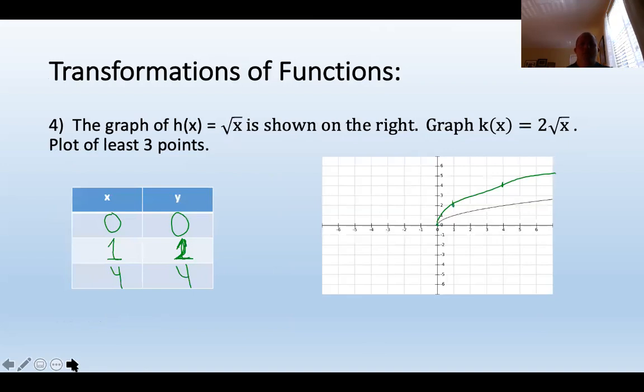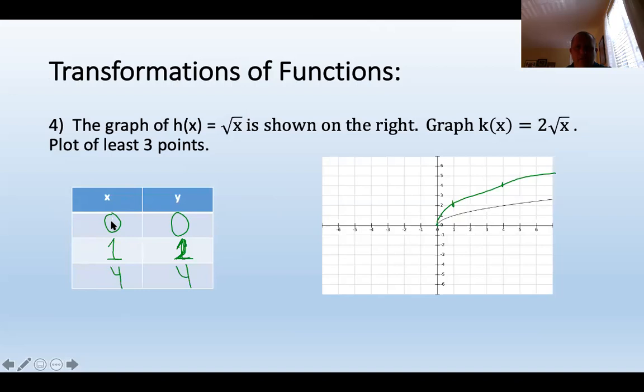Number 4, the graph of h of x equals square root of x is shown at the right. We're going to graph k of x equals 2 times the square root of x, and we're going to plot at least 3 points. Now, to plot our points, I basically selected 3 numbers to plug in for x. I selected 0, 1, and 4 to plug in for x.